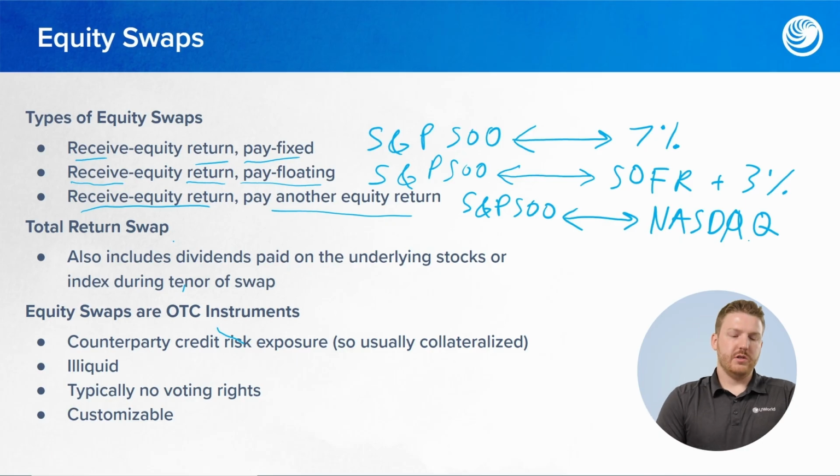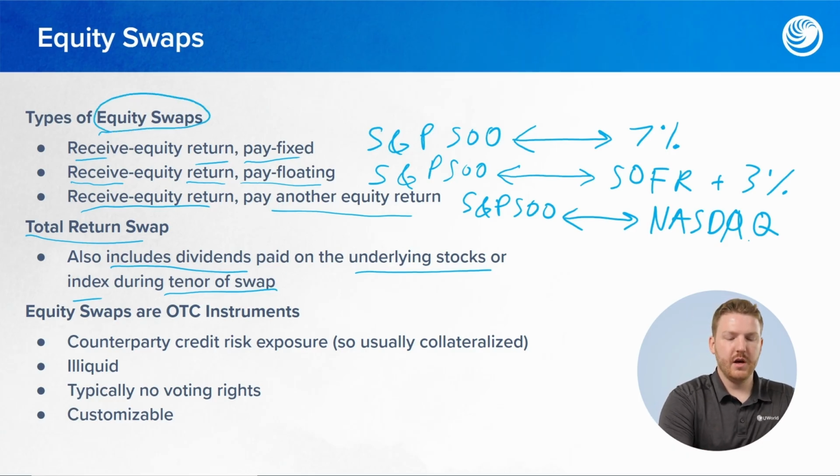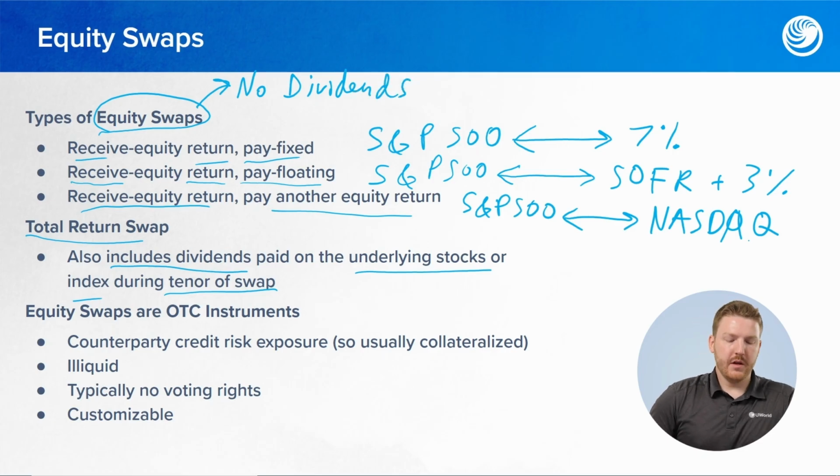Now, there's another type of equity swap, which is actually a total return swap. And this one includes dividends paid on the underlying stock or index during the tenor of the swap. So basically in the return calculation for the swap, they're including dividends. Now these up here, these basic equity swaps, are not based on dividends. These return calculations do not include the dividends within them.